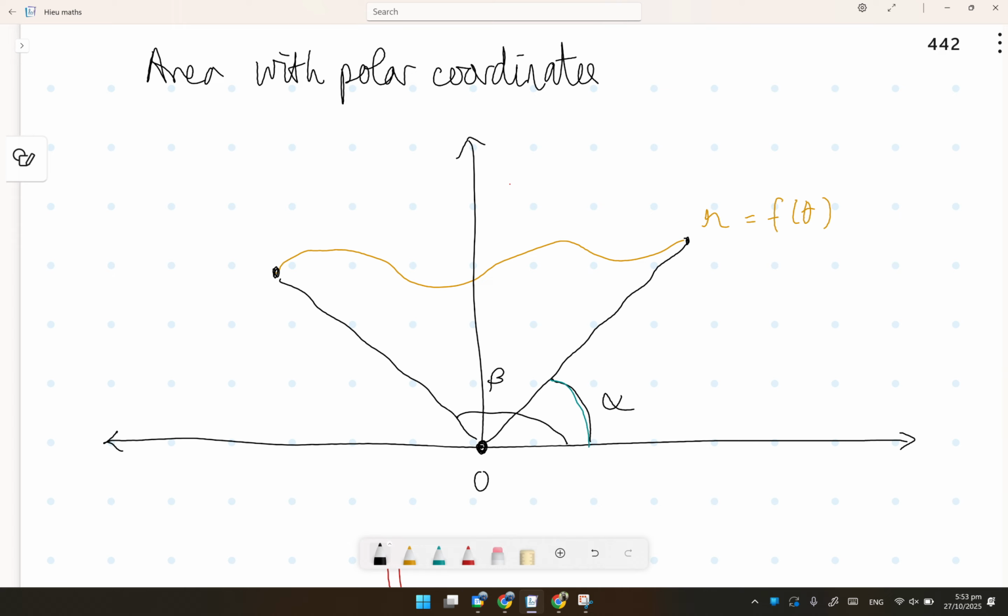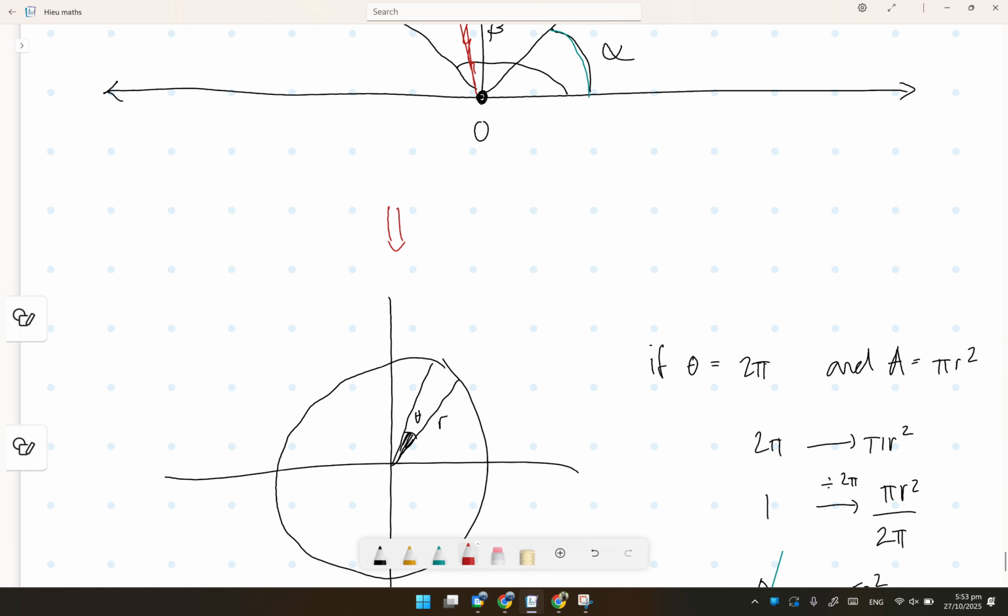So when we integrate for area with polar coordinates, it's no different than integrating with the other things. We want to think about finding the area of a slice and then worrying about adding that together with the limits and everything. So let's look at an example.